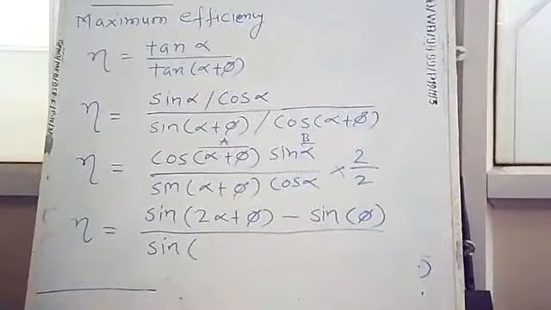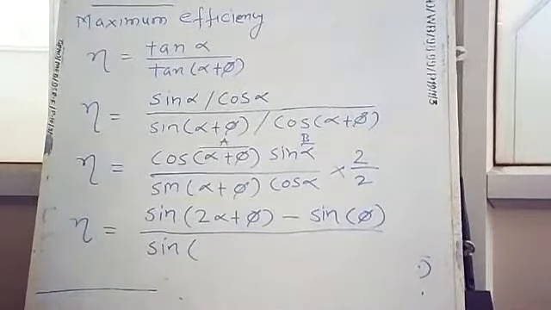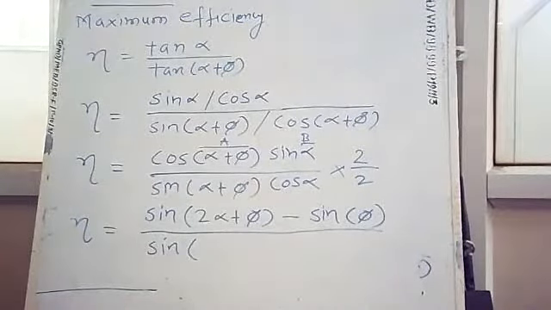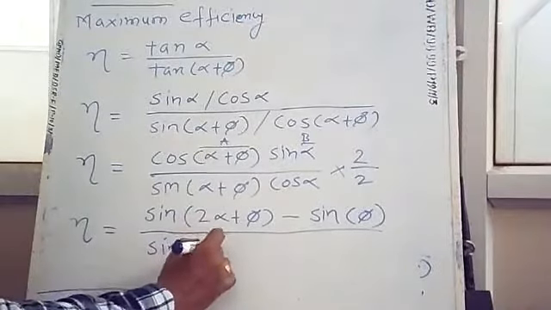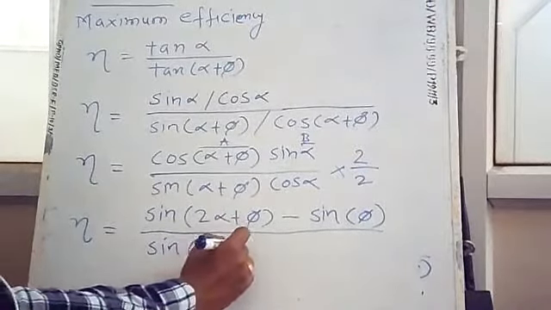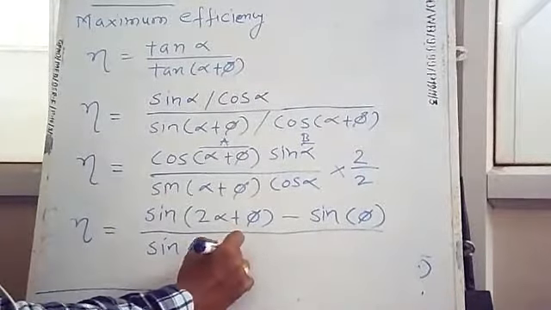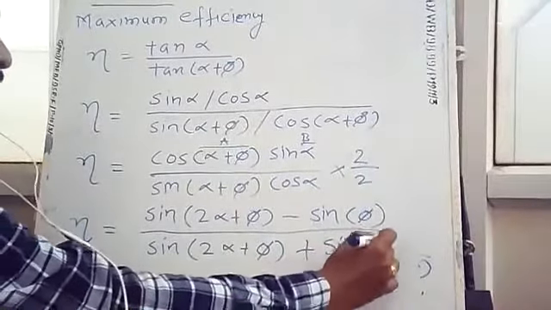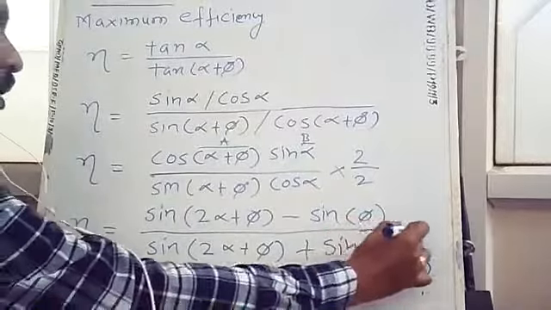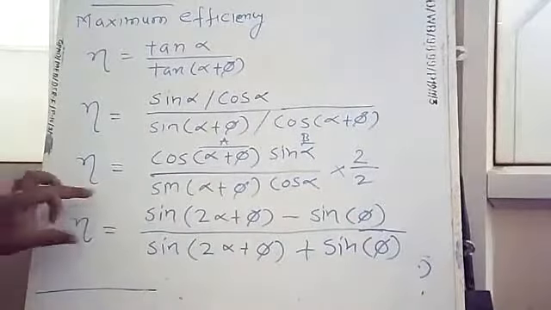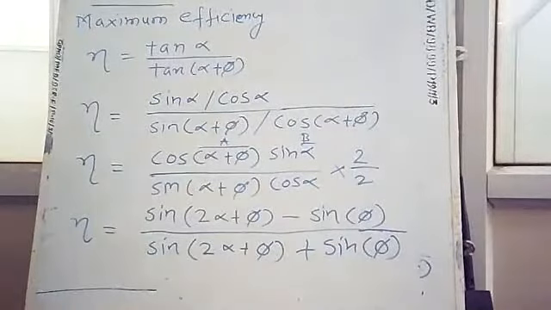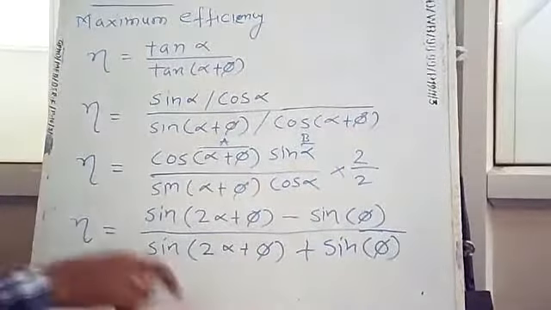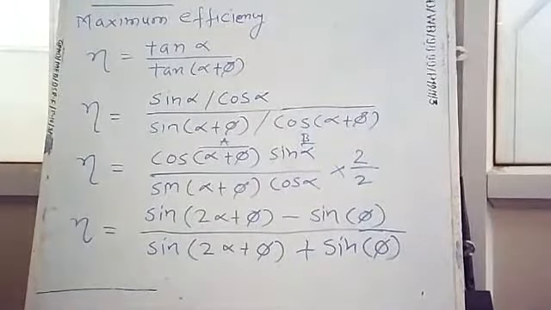Now here again it becomes sin of A plus B plus sin of A minus B. Okay, so this is our equation. We can again modify this so that we can get the final maximum efficiency equation.